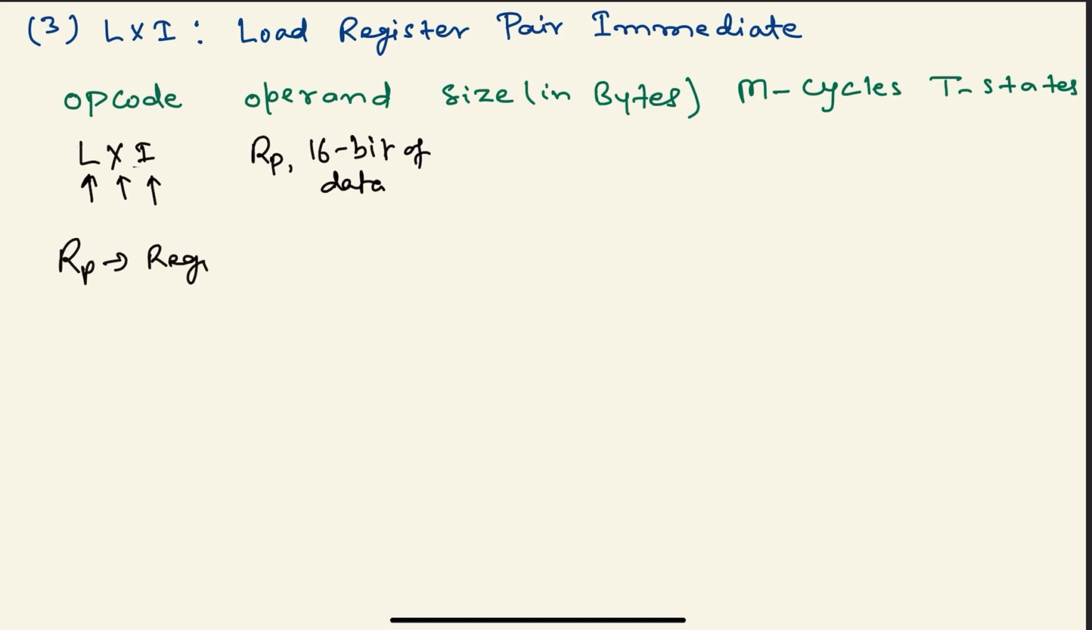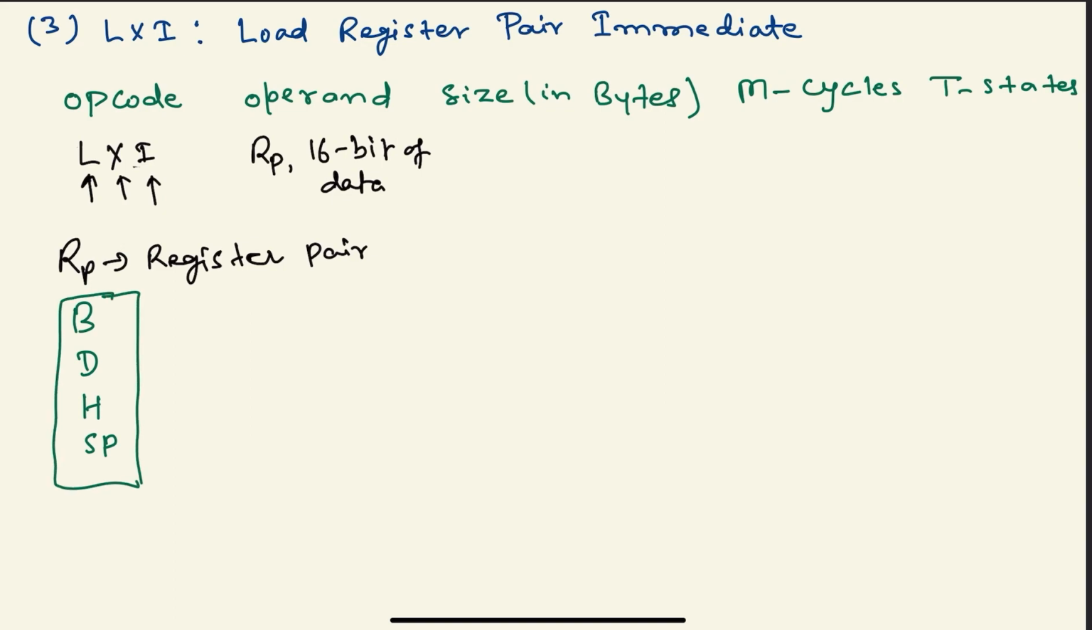The register pairs used here will be the BC register pair, which is denoted by B, the DE register pair, which is denoted by D, the HL register pair, which is denoted by H, and SP, that is called the stack pointer. So these are the four register pairs used as the operand RP here, and this 16 bit of data will be loaded into this register pair.